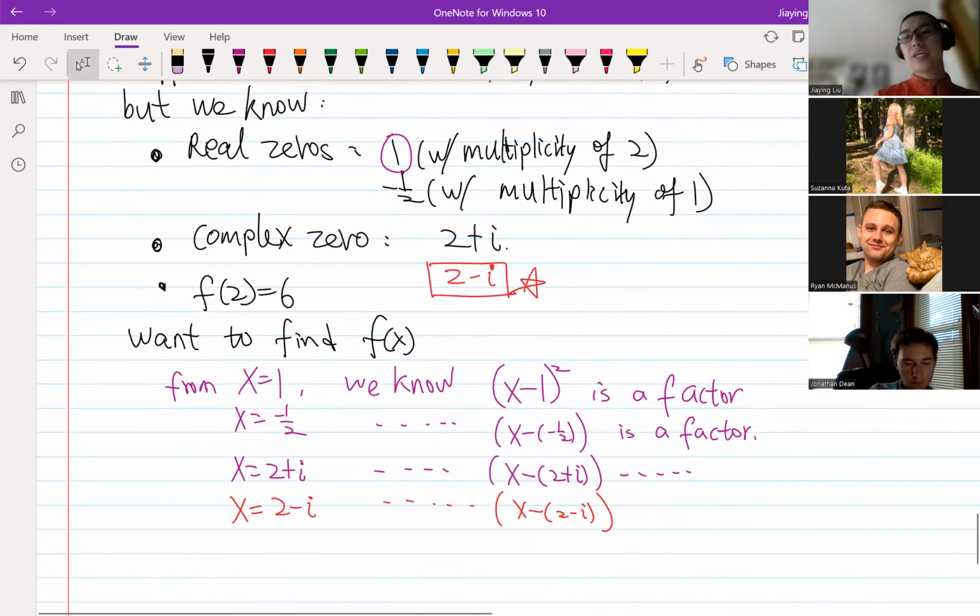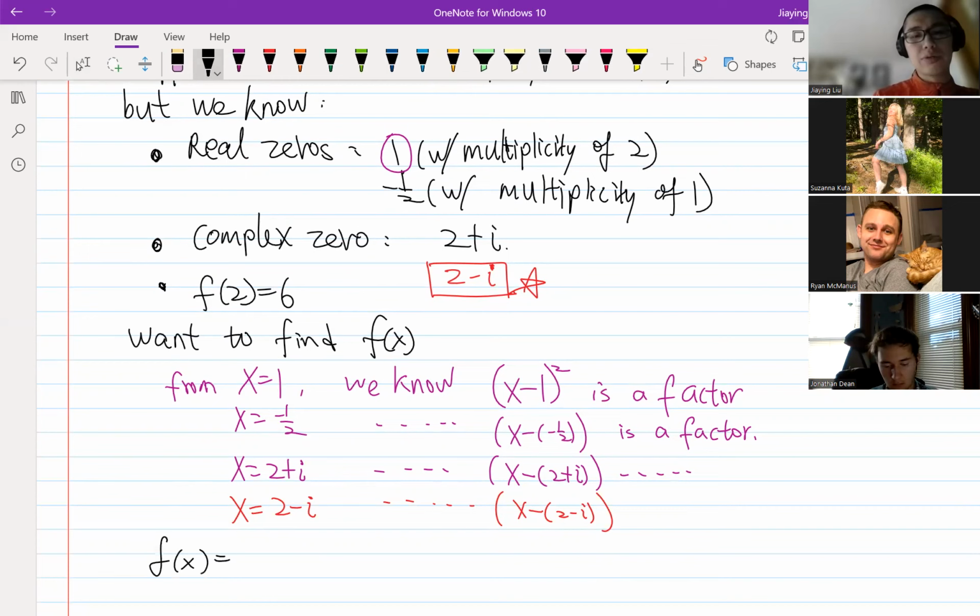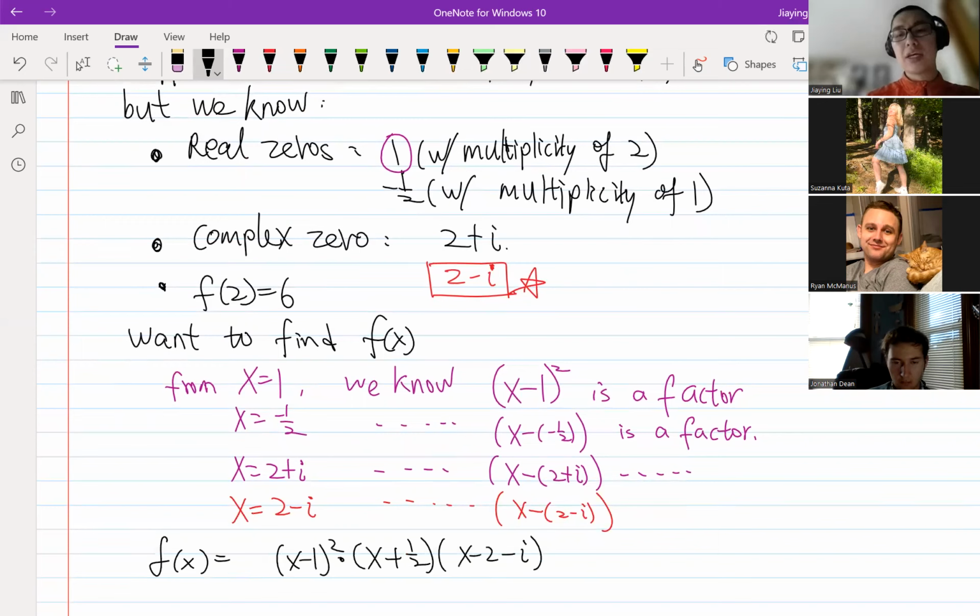Then we can write down the polynomial function f of x, which is equal to (x minus 1) squared times (x minus negative half, so x plus half), and then (x minus (2 plus i)). So I'm going to expand that and write it as x minus 2 minus i. And then the last one is x minus (2 minus i), so x minus 2 plus i, if we distribute the negative in the parentheses.